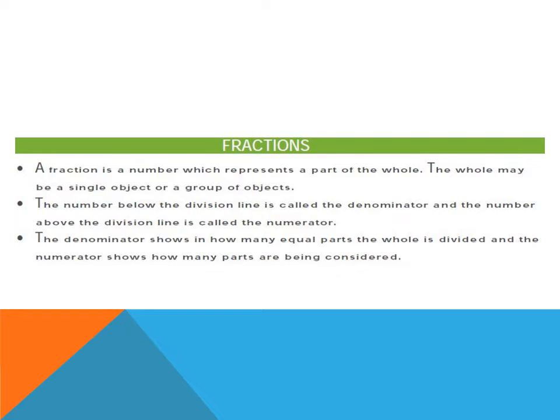I have divided the pizza into 4 equal parts and I have eaten one piece. That means what is the fraction of the whole pizza that I have eaten? 1 by 4. So here the numerator is 1 and the denominator is 4. That 4, the denominator, represents how many equal parts the whole pizza has been divided into. And the 1, that is the numerator, represents how many parts I have eaten.